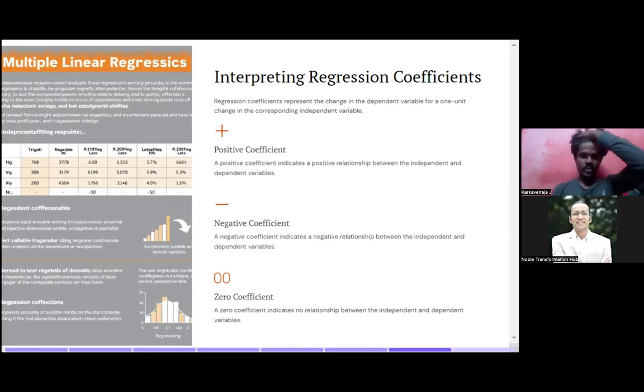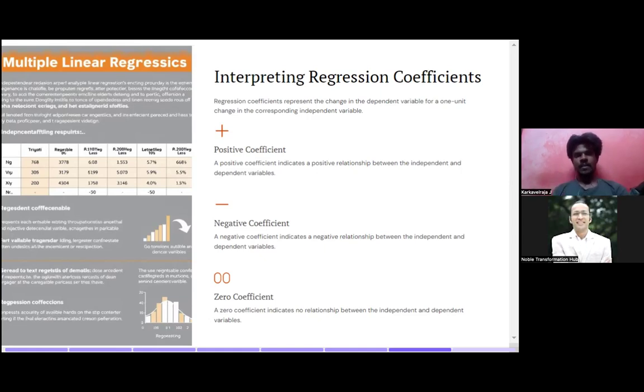First is the positive coefficient. A positive coefficient indicates a positive relationship between the independent variable and the dependent variable. That is, if the house size increases, the price of the house increases. A negative coefficient indicates a negative relationship between the independent variable and the dependent variable.